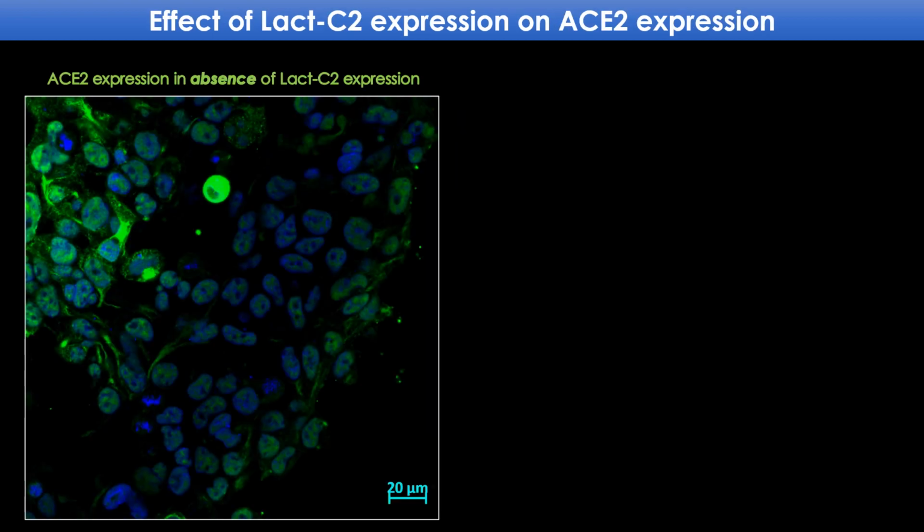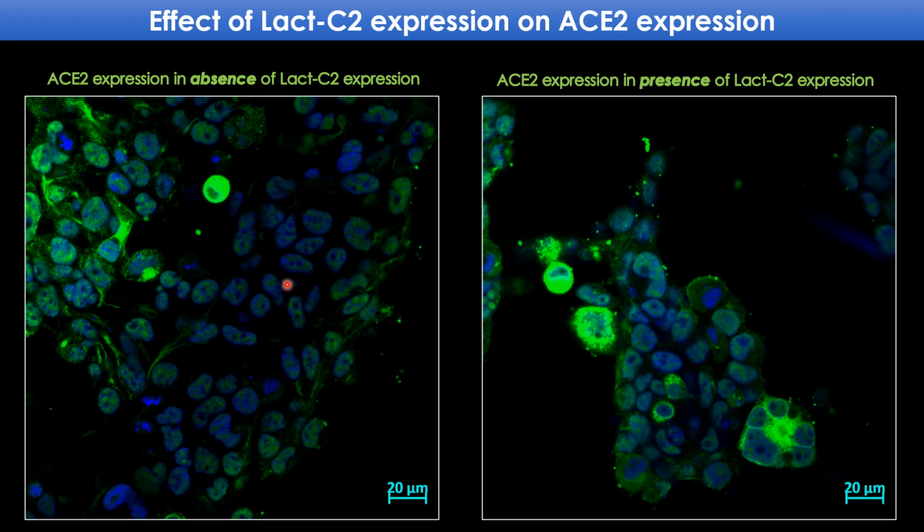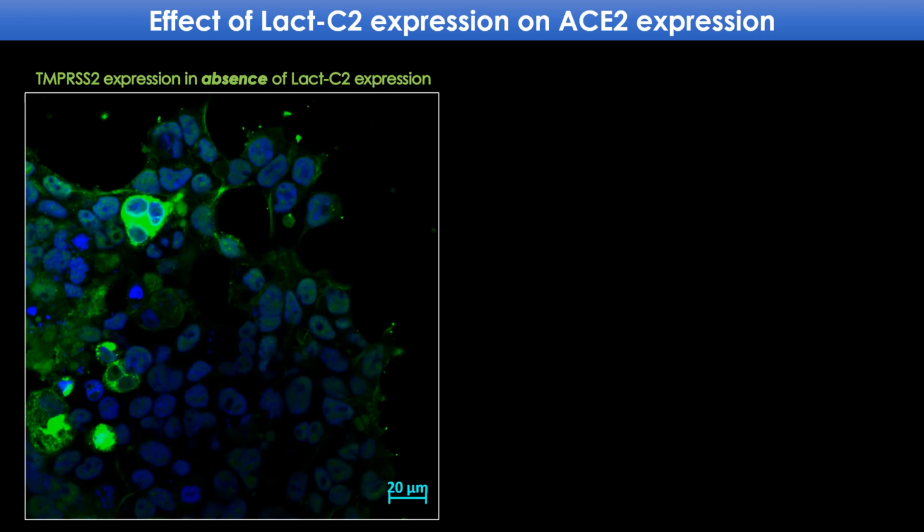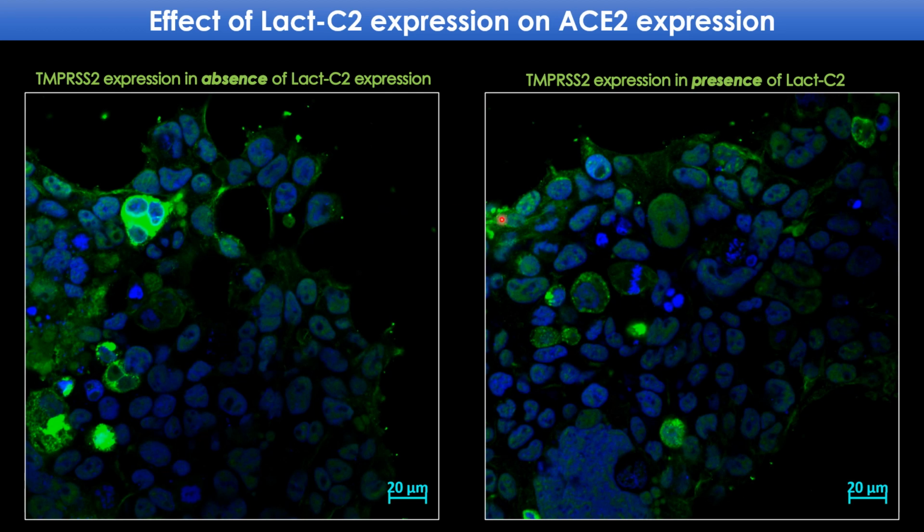As a control for the internalization assay, which showed that virus internalization is dependent on PS, I performed this antibody staining to ensure that ACE2 and TMPRSS2 being expressed in the target cell are not affected by LAC-C2 expression. And the result is here. This is the antibody staining for ACE2 in absence of LAC-C2 expression and in presence of LAC-C2 expression. And this is the data for TMPRSS2 in absence and presence of LAC-C2 expression. From both the data, it can be seen clearly that LAC-C2 expression does not affect ACE2 or TMPRSS2 expression in target cells.